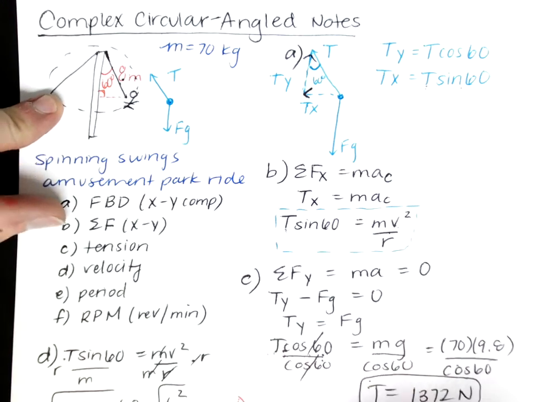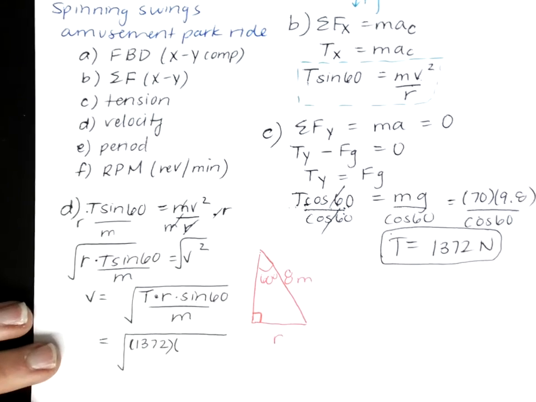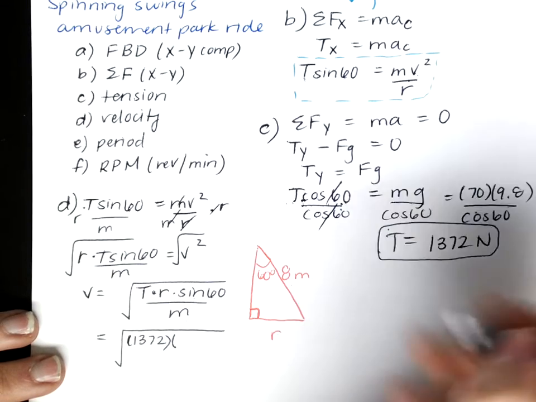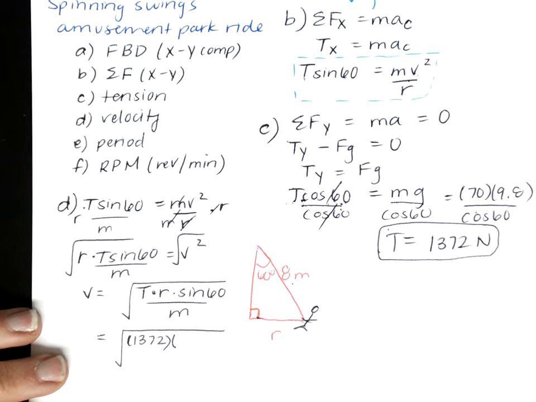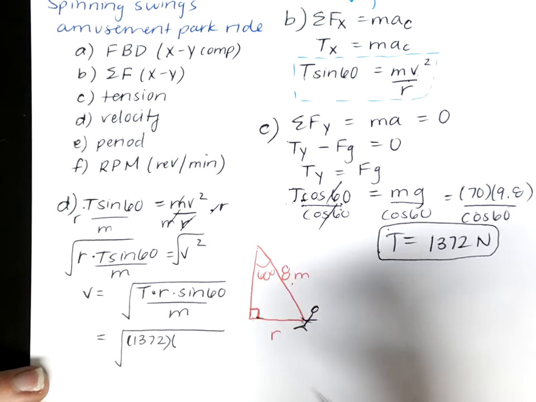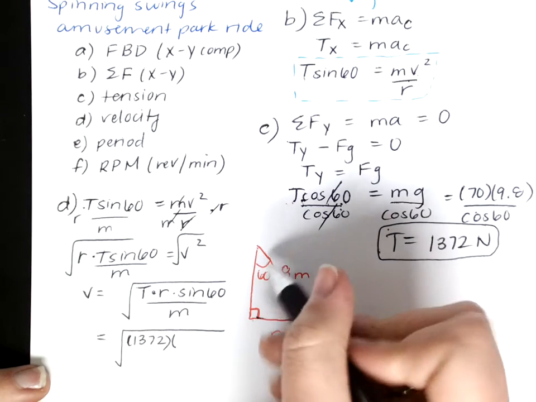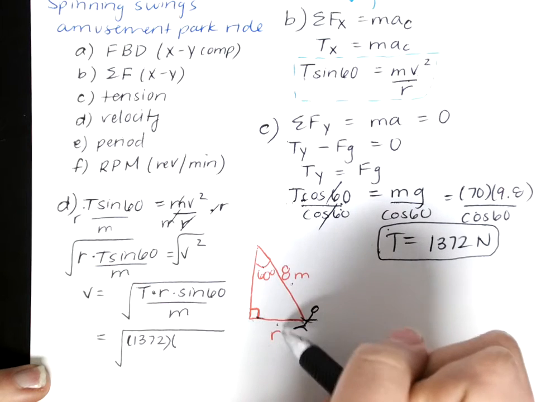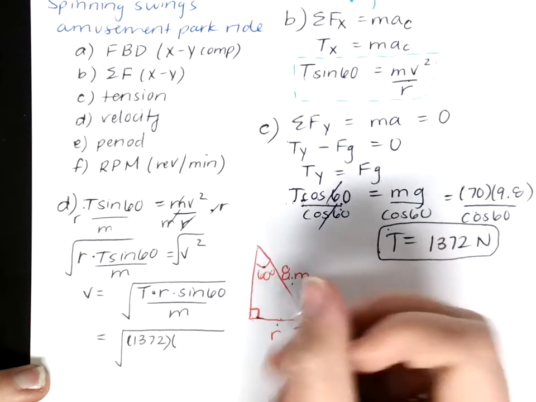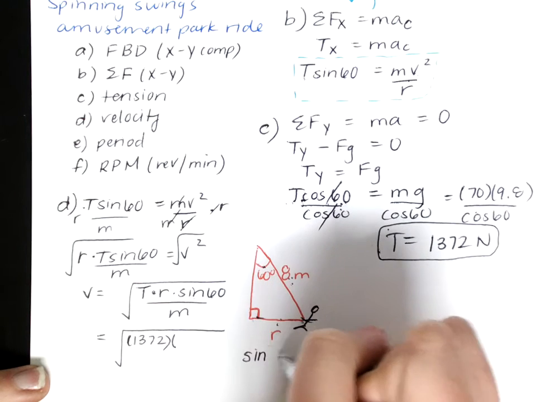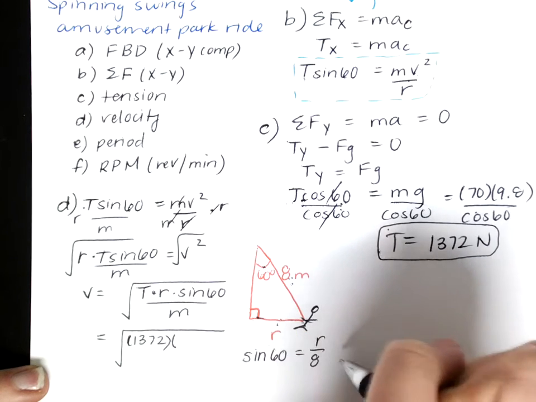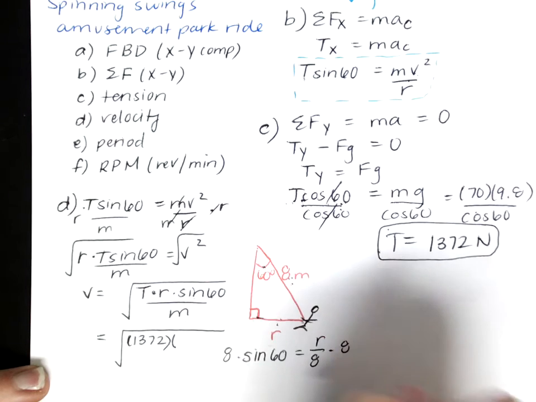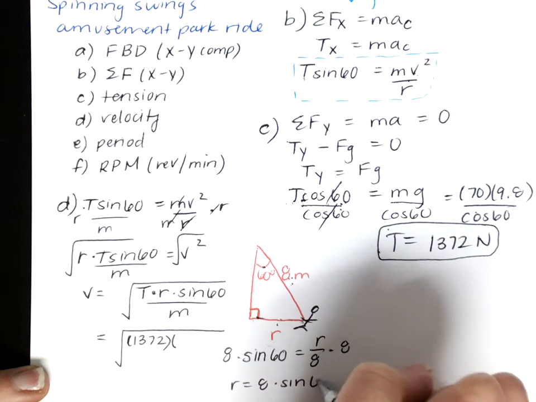Here's our 90-degree angle. Here's our 8 meters, that's the hypotenuse. Here's a person hanging on the swing. And the radius of the circle is smaller than 8 meters, so we need to figure that out. If we do our trigonometry, we'll notice that r is opposite to the angle. 8 is the hypotenuse, so we're going to be using sine. Sine of 60 is equal to opposite over hypotenuse, so r over 8. Multiply 8 on both sides. You get r equals 8 times sine 60, which gives you 6.92 meters.